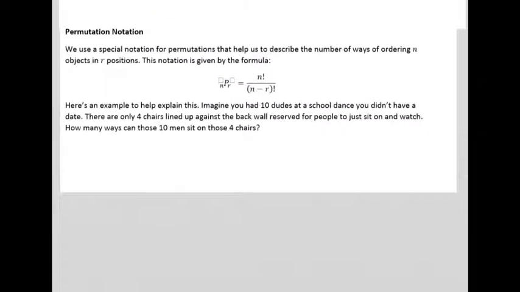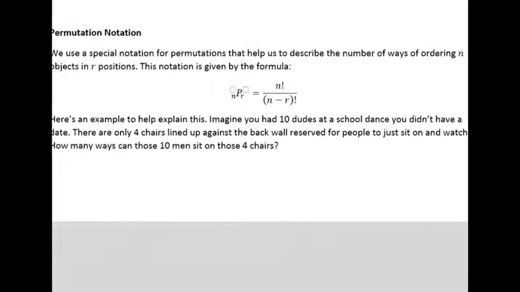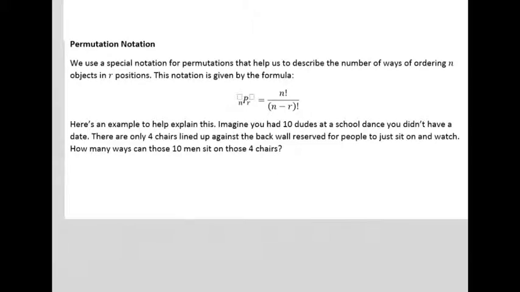So, moving on to permutation notation. Okay, this is important. We use a special notation for permutations to help describe the number of ways of ordering n things into r positions. This is based on the idea that the number of positions that you have for your objects is not always equal to the number of objects that you have.